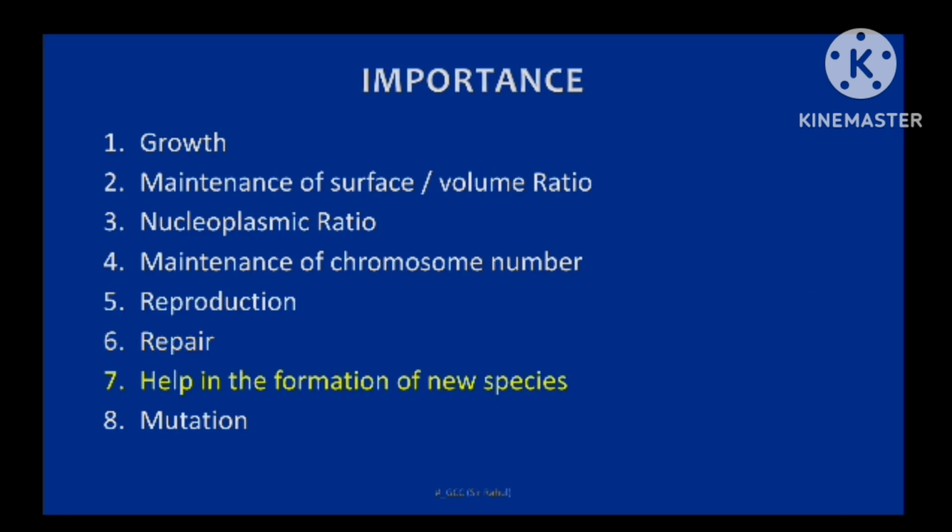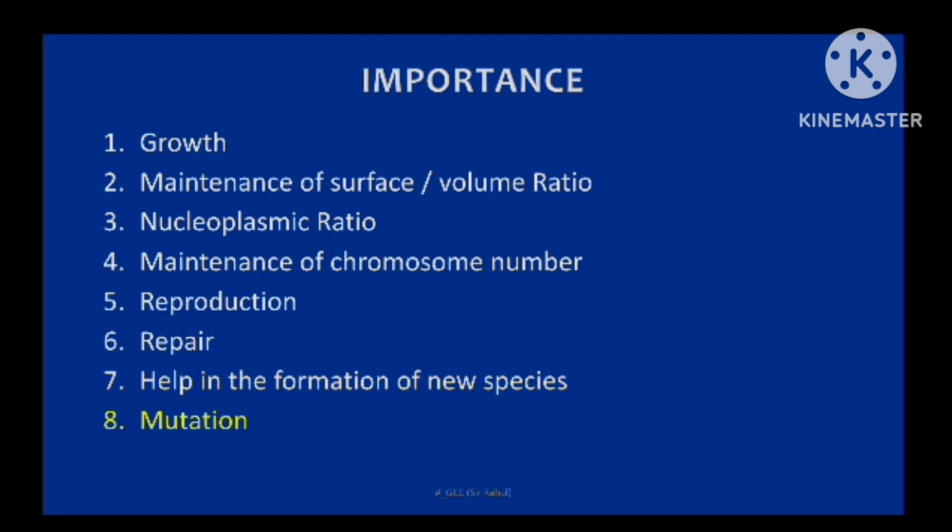They help also in the formation of new species. In meiosis, interchange of chromosomal material between two non-sister chromatids of homologous chromosomes leads to the creation of new characteristics in the offspring, which ultimately helps in the formation of new species. In the upcoming videos, we will discuss sister chromatids and non-sister chromatids.